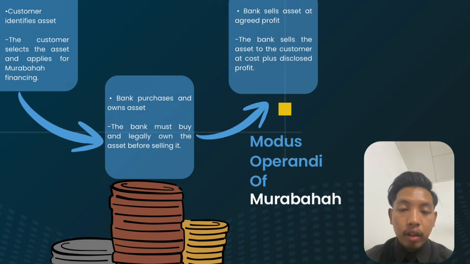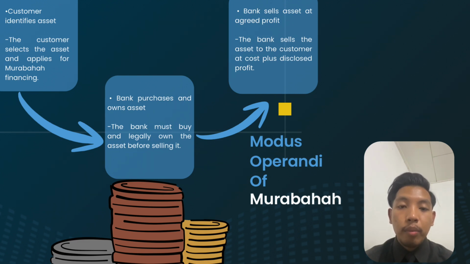In practice, the Murabahah process begins when a customer identifies an asset that they intend to purchase, such as a car, equipment, or machinery, and then applies for Murabahah financing from an Islamic bank. After receiving the application, the Islamic bank evaluates the customer's creditworthiness and ensures that the asset and its usage are Sharia compliant. Once approved, the bank purchases the asset directly from the supplier using its own funds.